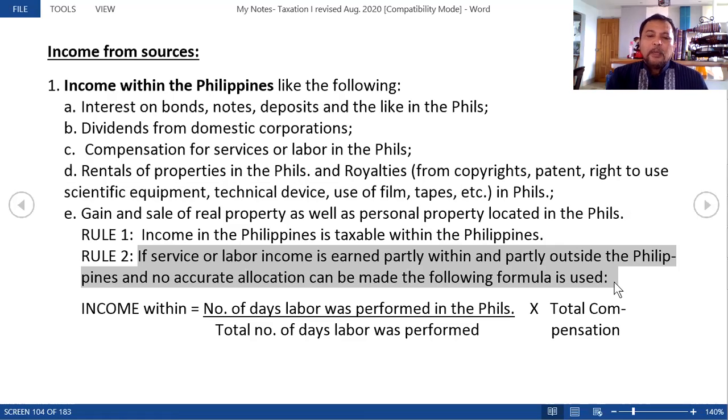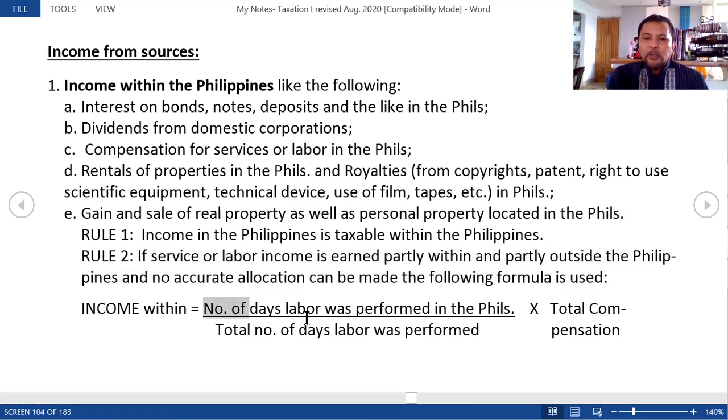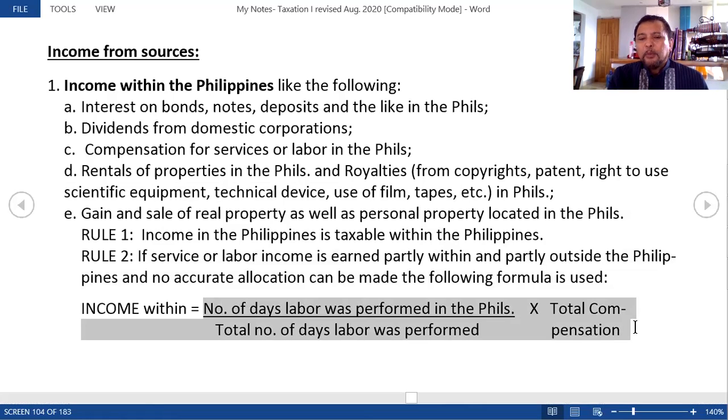How do you compute your income within the Philippines? This is the formula: the number of days labor performed here in the Philippines, divided by the total number of days of labor performed in a year, times the compensation received for the whole year. So this is for the whole year.